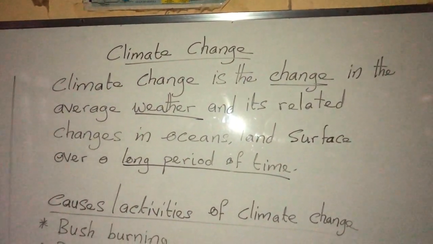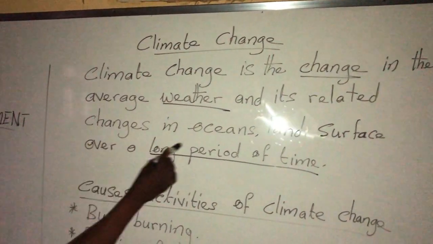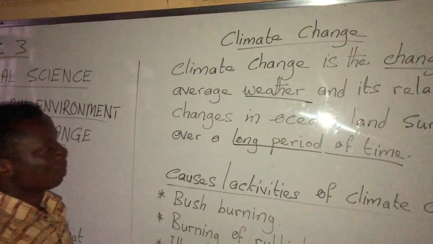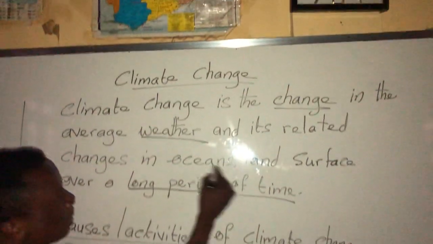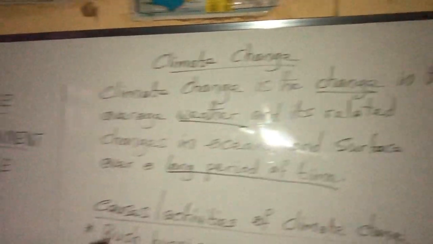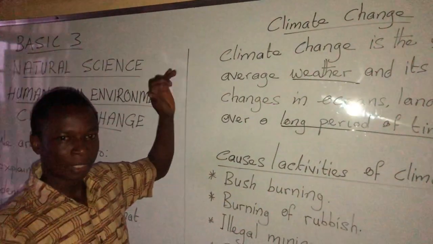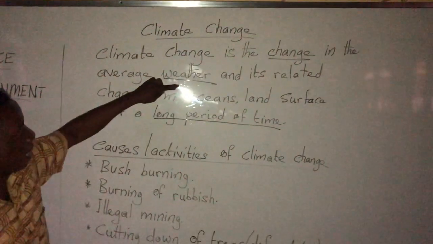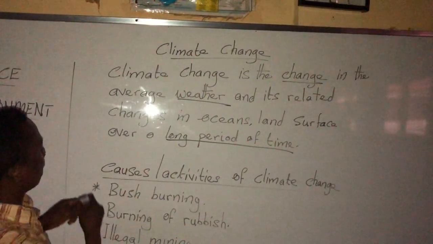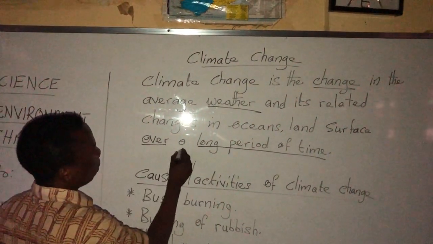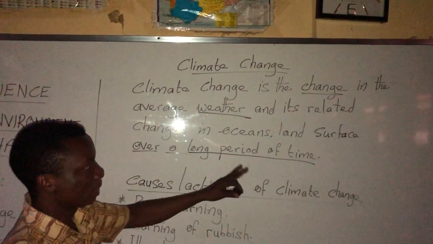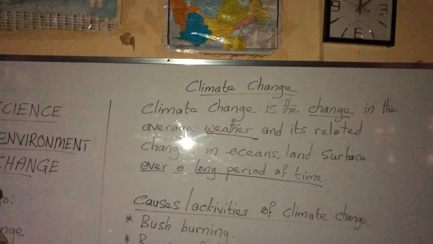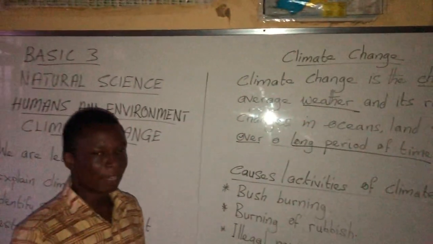So if your definition did not bring ocean or land surface, some books have omitted this and this, but it doesn't matter. You can also explain climate change by bringing the keyword change in weather over a long period of time. This can come as a definition of climate change. You should be able to explain it very briefly.